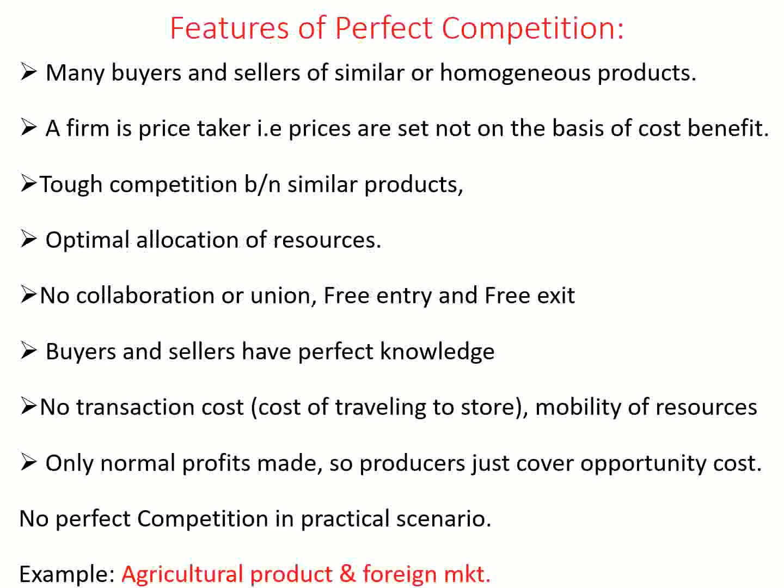Now let's move to the features of perfect competition. The market structure of perfect competition has the following characteristics. The first one is many buyers and sellers of similar and undifferentiated, or we can say homogeneous, products. That's why, by the way, there is fierce or tough competition here, because there is no differentiation, and the buyers and sellers are many.